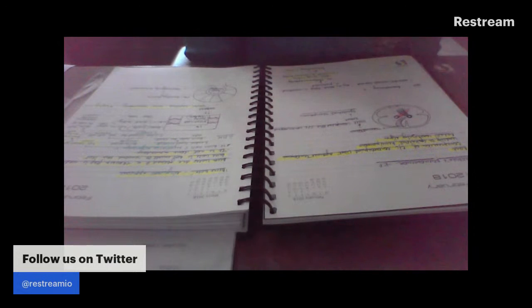Kernohan phenomenon or KP is rare. It is a compression of the contralateral corticospinal tract against the tentorium, leading to ipsilateral hemiparesis.